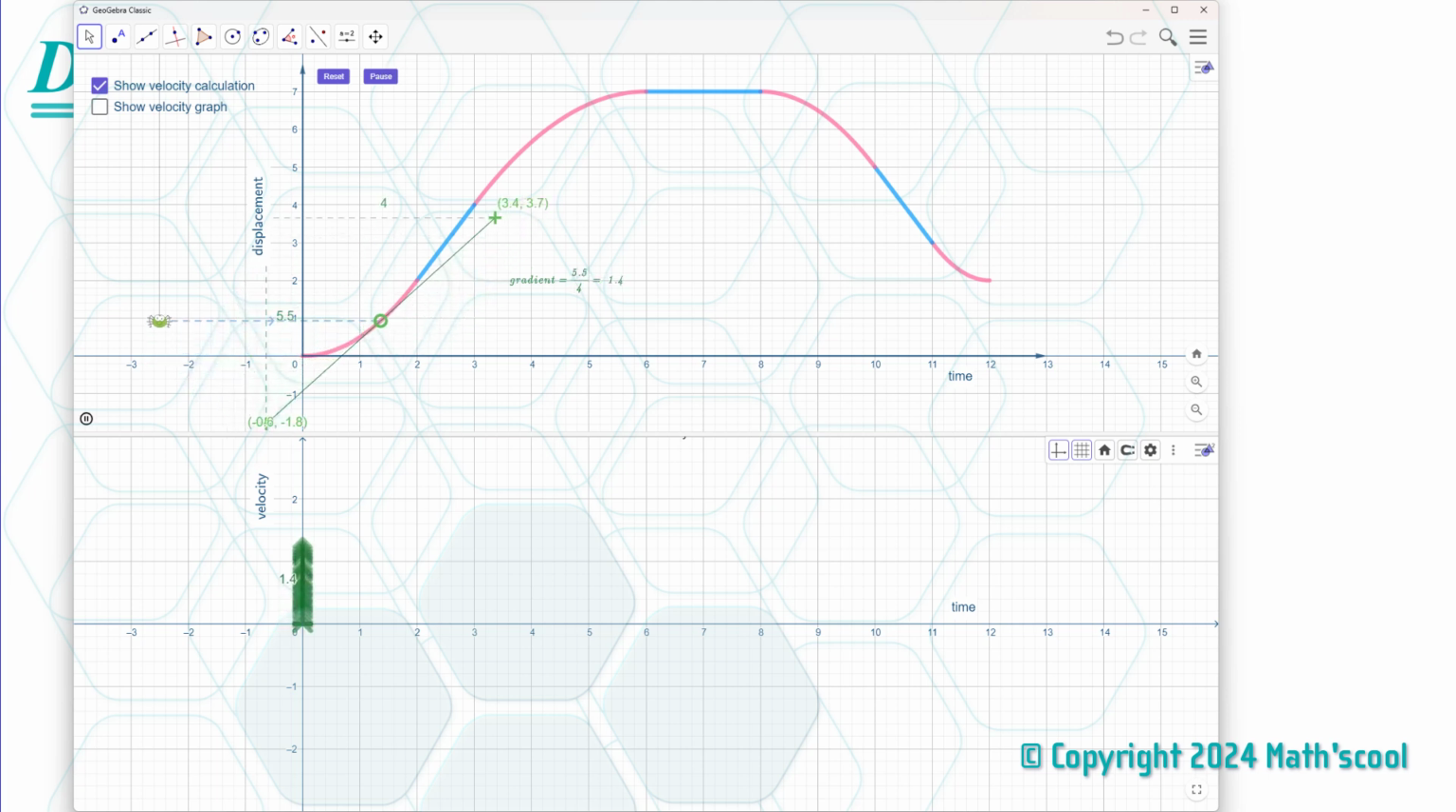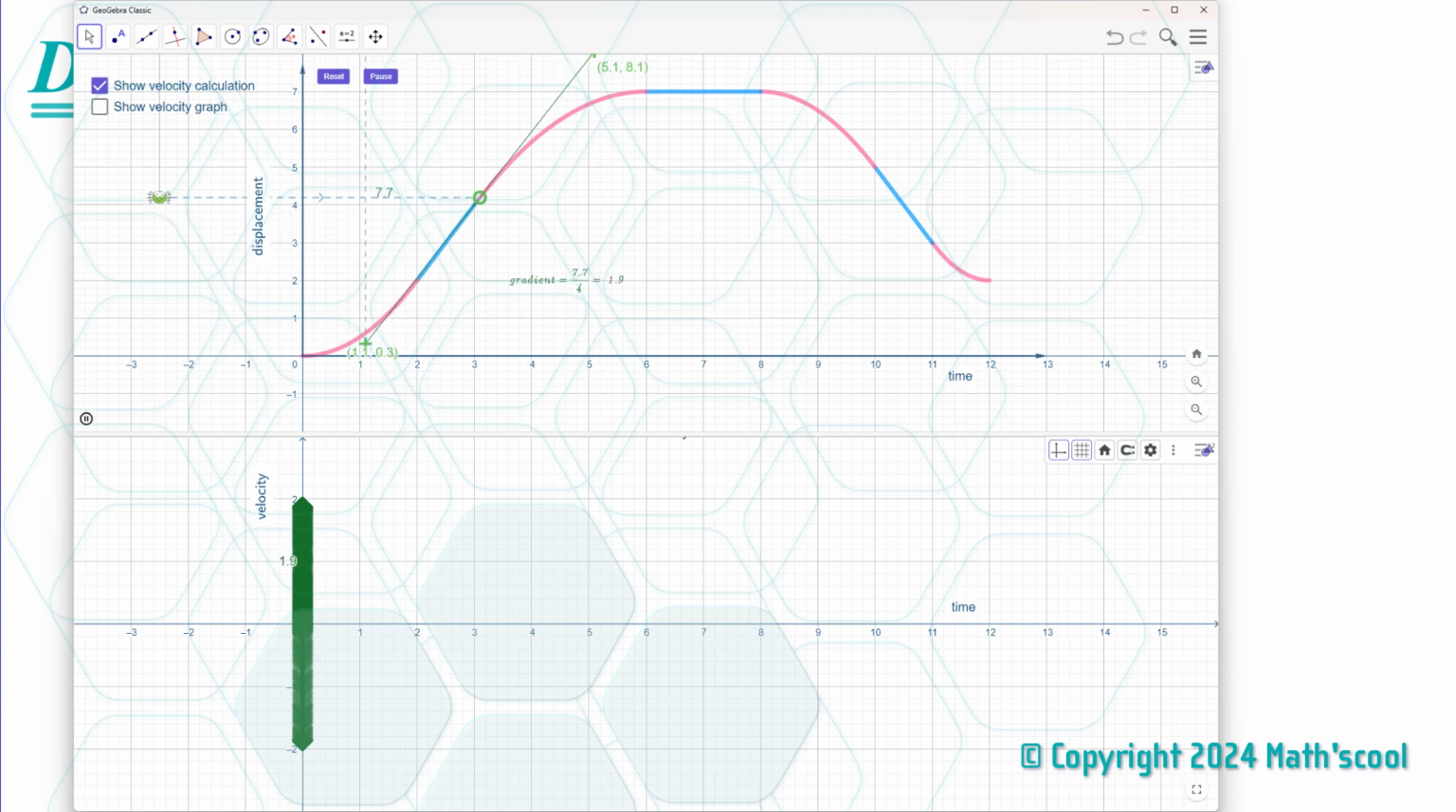animate it again. And this time it's showing us the gradient. You can see it's working out the gradient at each point. You can read the gradient off of it. It's doing 2 points and it's working out the gradient. So I'll just do that again. So you can see the gradient's going up and up and up.